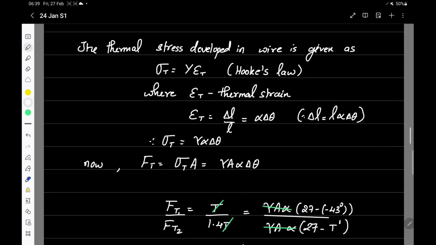So generally, when a wire is cooled, it's going to contract. When it contracts, that will generate a thermal strain, and every strain generates a stress according to Hooke's law. So the thermal stress generated is equal to Young's modulus into thermal strain. Thermal strain is nothing but change in length by original length due to the heating or cooling. So we know the value of thermal strain is nothing but alpha delta T, because we know delta L is equal to L alpha delta theta. So delta L by L will be equal to alpha delta theta, right? Where delta theta is the change in temperature.